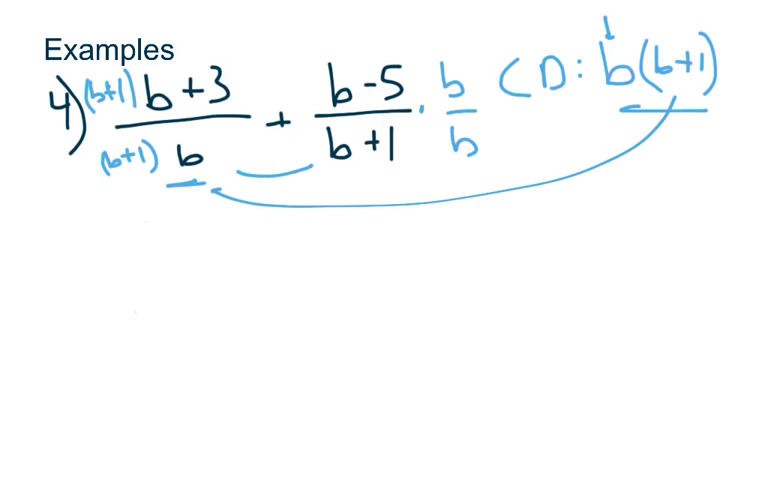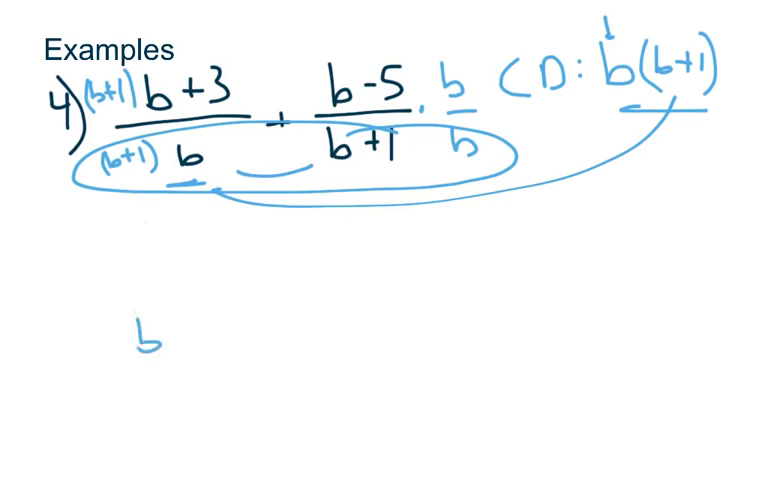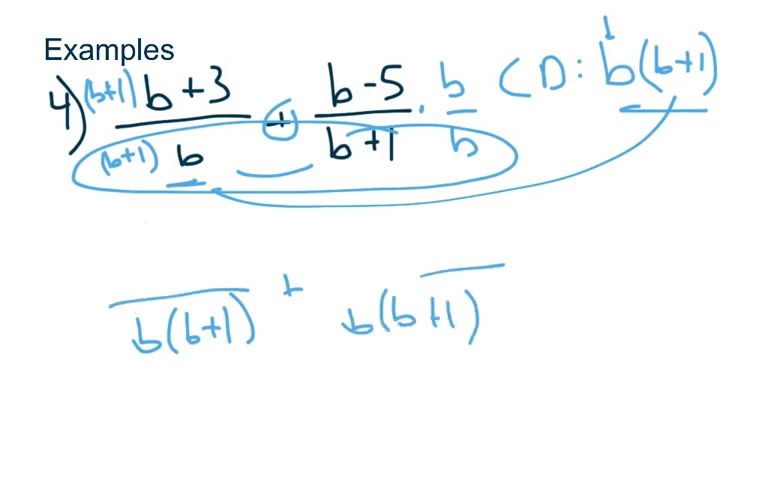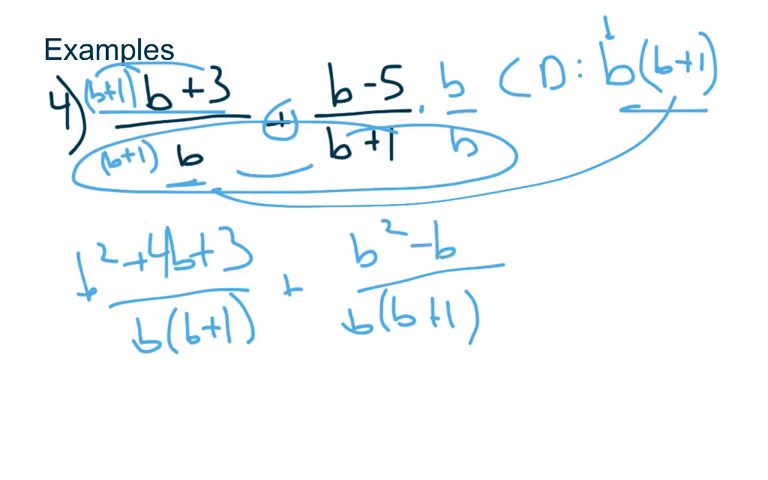Now, pro tip, keep your denominator factored out. So our common denominator is b times b plus 1. And since this is a plus sign, I'm going to bring it all together. Or actually, no, I'll write it as two separate fractions. I take that back. All right, b plus 1. Okay, here I'll FOIL that out. b squared, and then 1b, 3b for 4b plus 3, plus, and then here I'll get b squared minus 5b.